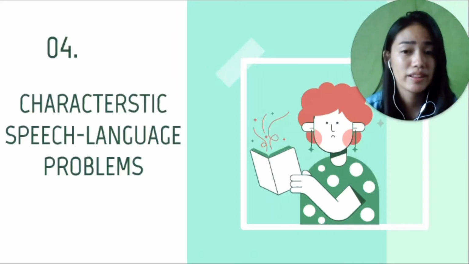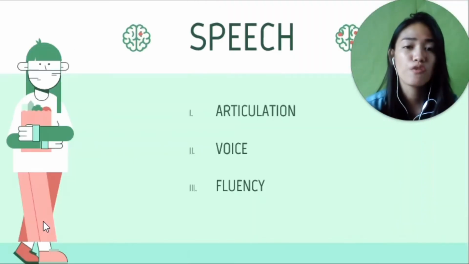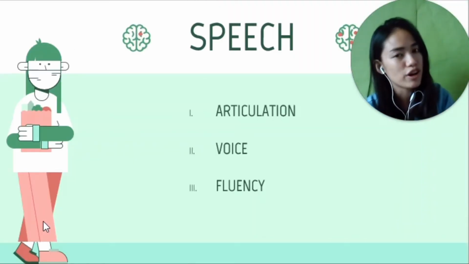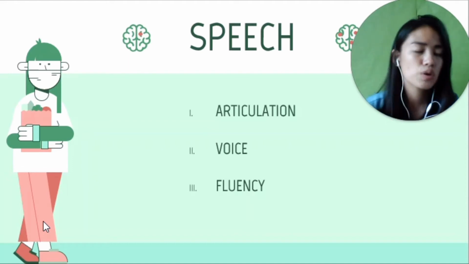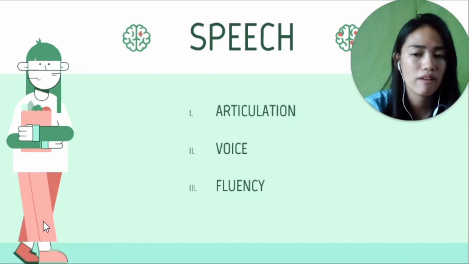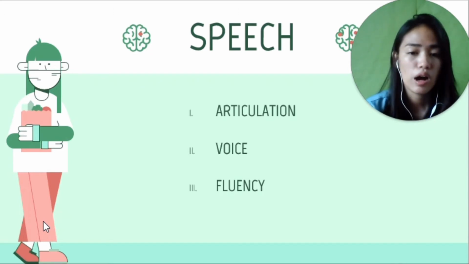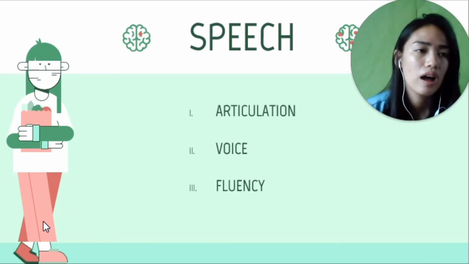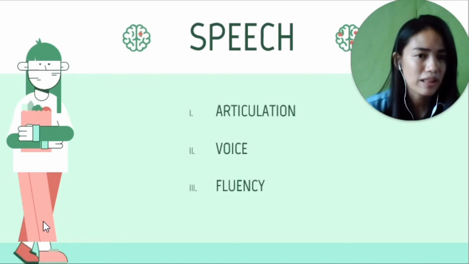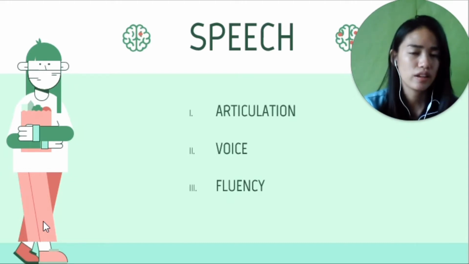So moving on to the characteristics of speech language problems of patients with cerebral palsy. So first here we have speech. So under speech we have articulation, voice, and fluency. So patients with cerebral palsy may exhibit difficulties in articulation. For example, they may have imprecise consonant production, incomplete phonetic repertoire, phonological awareness, and breath support. So considering also that their structures are affected, they might be hypotonic or hypertonic. So that alone can affect their articulation.